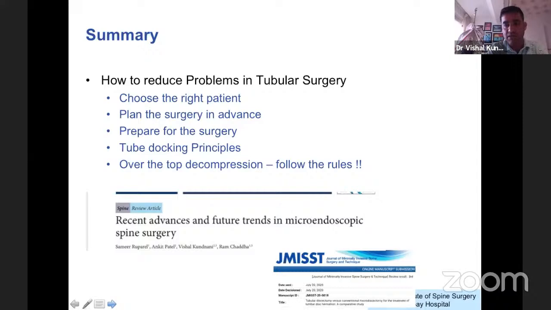Tube docking principles are not new and are mentioned in detail in the literature. However, planning and paying some attention on cadavers or even on soft tissue hands-on can really reduce your learning curve about the tube docking principle. And remember, over-the-top decompression has certain rules to follow. Follow them and you'll be ready to do it like a master.